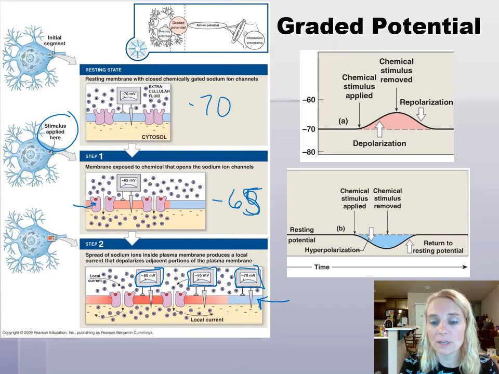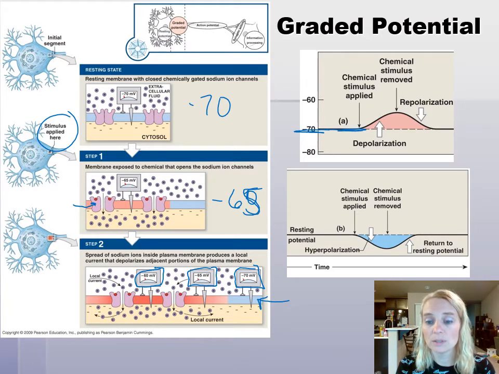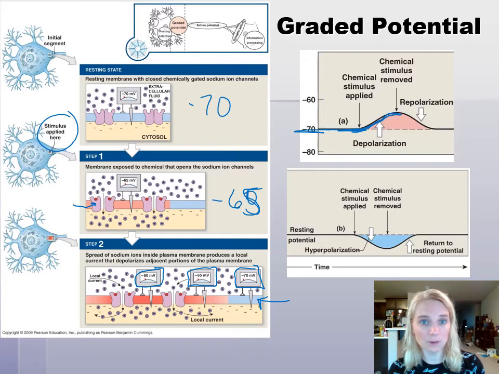So in this graph over here, we can see that we start at negative 70 rest. The chemical stimulus is applied, right, because it's chemically gated channels on the cell body and dendrites. Once the chemical is applied, the gates open, we depolarize. So depolarize means going towards zero, going towards more positive. So we depolarize, we're getting close to a less negative number. We're going more positive, however you want to think about it.